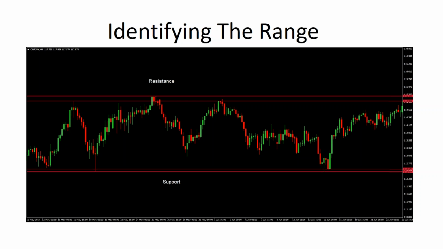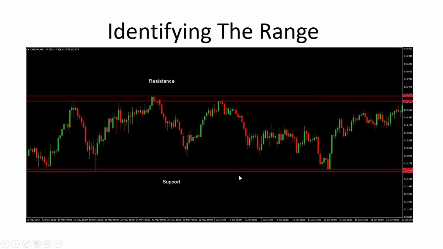Now, of course, the issue is that we never know which way price is likely to break. So one option that we have is that we can set orders either side. So we can set buy orders above our resistance level, anticipating that if price moves above that level, it's going to break out.